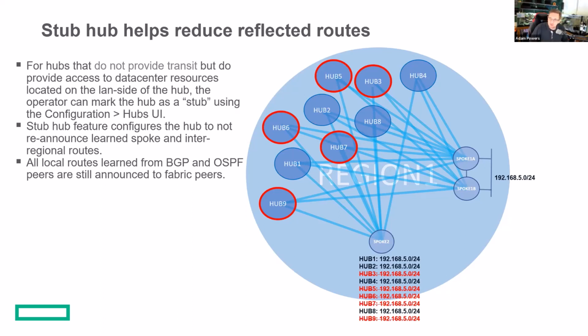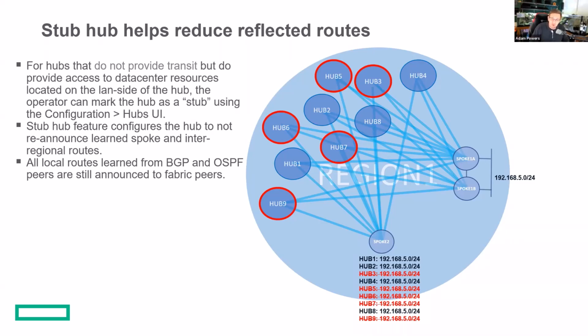So the Stub Hub feature turns off the redistribution of routes from spokes to other spokes within the region. It also turns off the redistribution of routes from, let's say, 192.168.5.0. That subnet will not be redistributed to other hubs in other regions by the stub. So the stub just becomes a spoke, but it's actually a hub because it gets tunnels formed to it. It's also still subject to policy the way a hub would be with regard to local breakout and the extra configuration you can do for hubs in the local breakout panel.